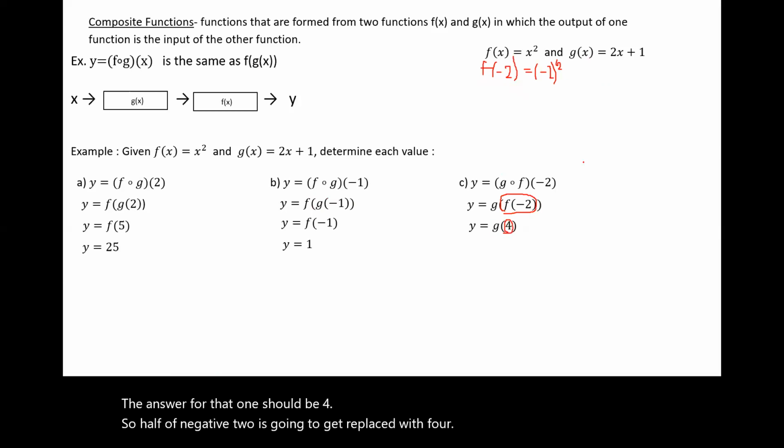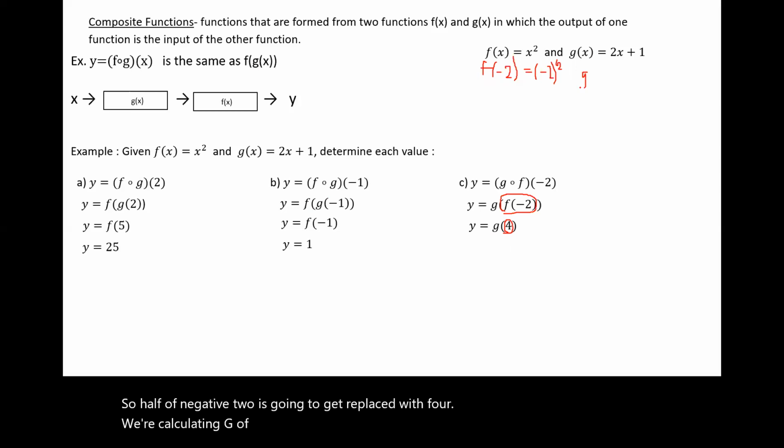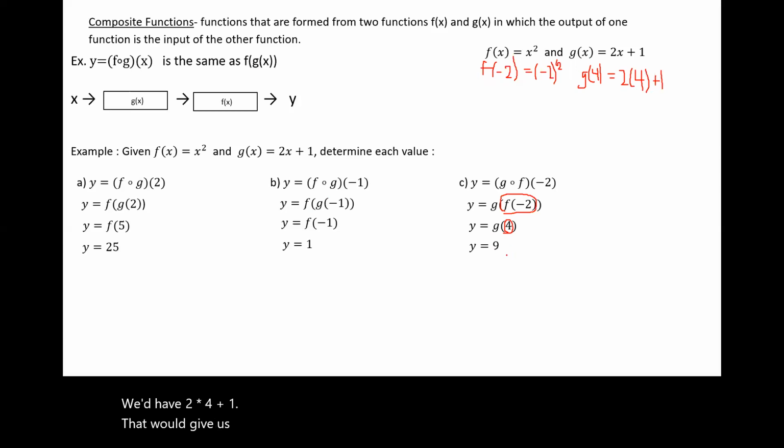Now we're calculating g of 4. Go to your g function. For g of 4, you're replacing x with 4. We'd have 2 times 4 plus 1. That would give us 8 plus 1. Final answer for that should be 9. Let's try 3 more.